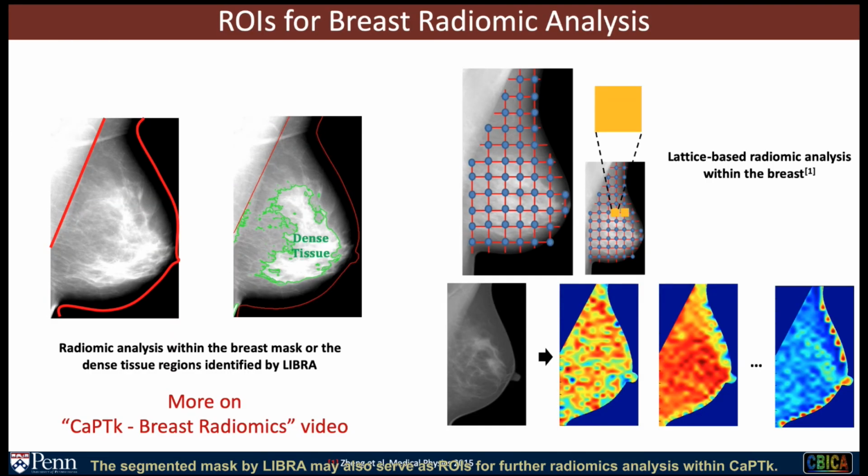The segmented mask by LIBRA may also serve as ROIs for further radiomic analysis within CaPTk. For example, the user can focus on radiomic feature extraction within the breast or within dense tissue regions as identified by LIBRA. Moreover, radiomic feature analysis can be performed by considering either a single ROI or by applying a lattice-based approach allowing more localized feature measurements, which have been shown to leverage breast radiomics in risk prediction. More details are available as part of the breast radiomics video of CaPTk.